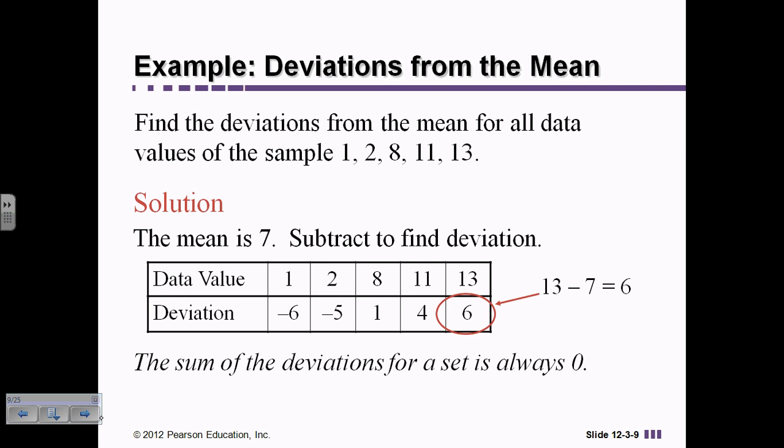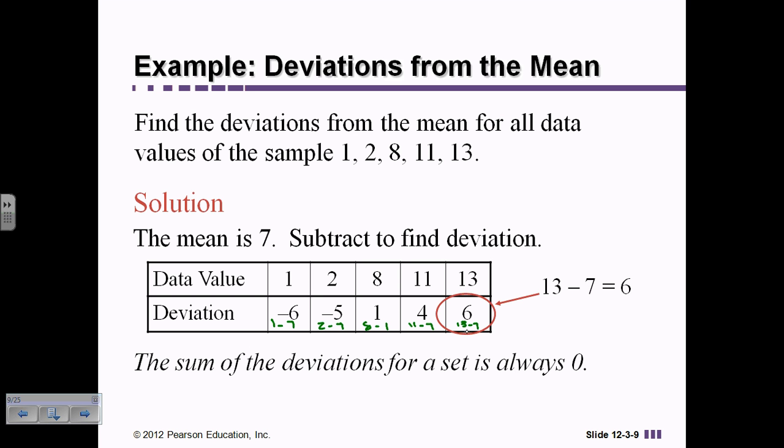Then what we want to do is take each data value in the list and subtract it from the mean. So in order to calculate this number here, we did 1 minus 7. And here we did 2 minus 7. And here we did 8 minus 7. And here we did 11 minus 7. And here we did 13 minus 7.